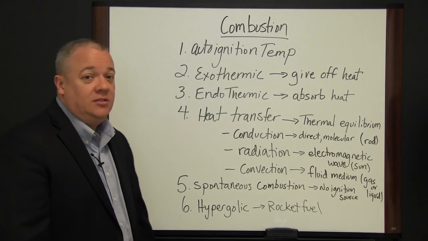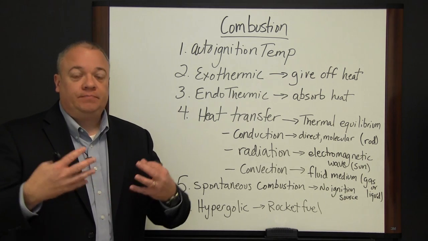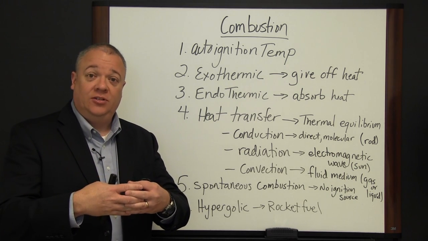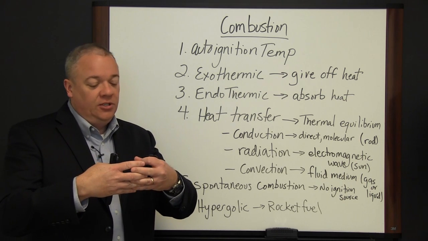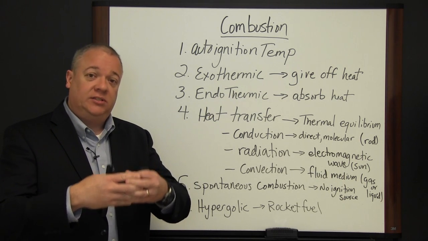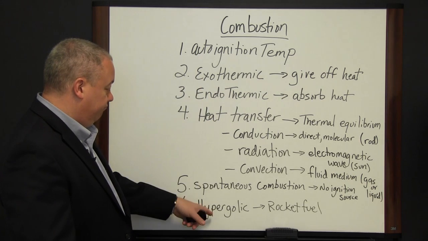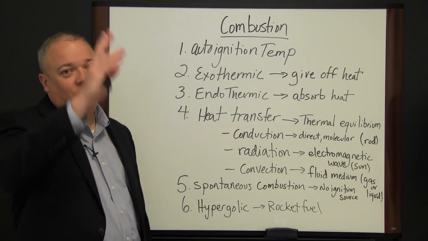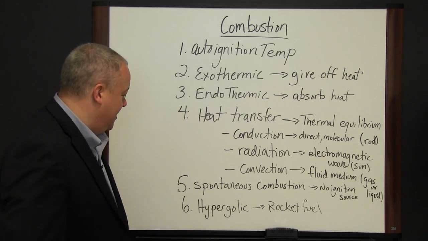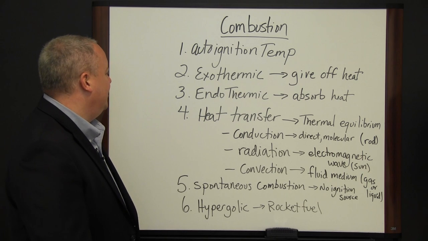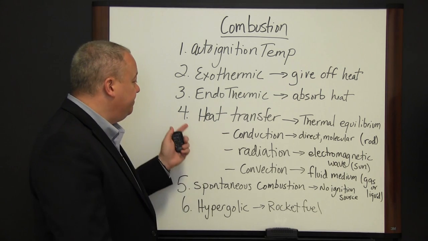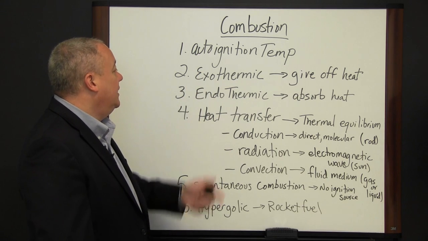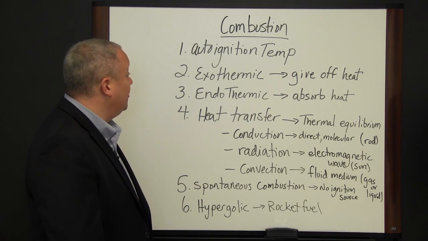So hypergolic substances are those that ignite or combust when brought into contact with an oxidizer. So this substance brought into an oxidizer immediately combusts, and of course you get rocket explosions directed beneath the rocket, which sends it up. So hypergolic combustion. Well, this has just been a brief overview then of things related to combustion, some of the concepts, some of the vocabulary in those concepts.